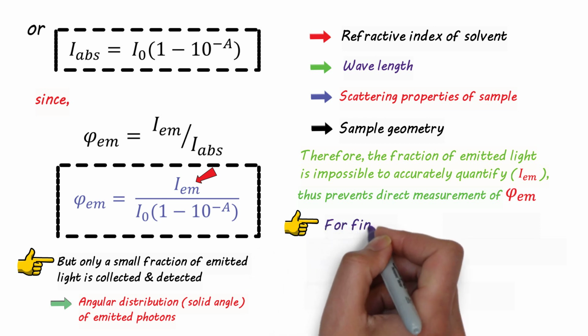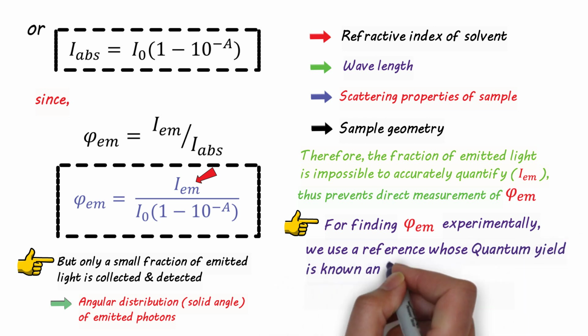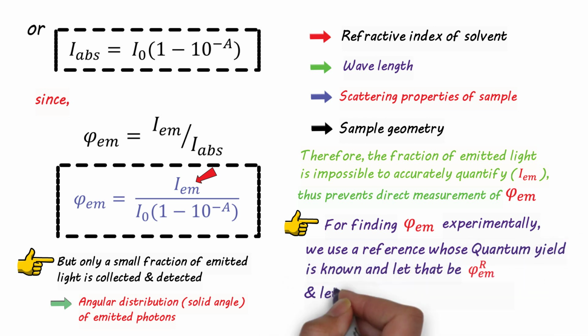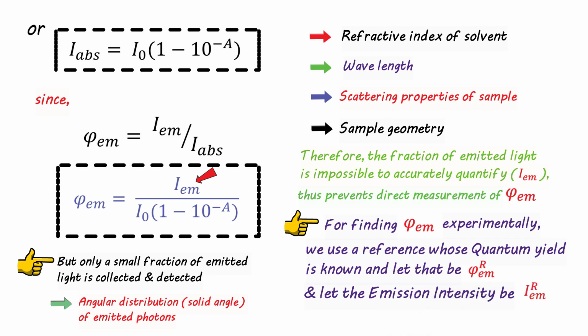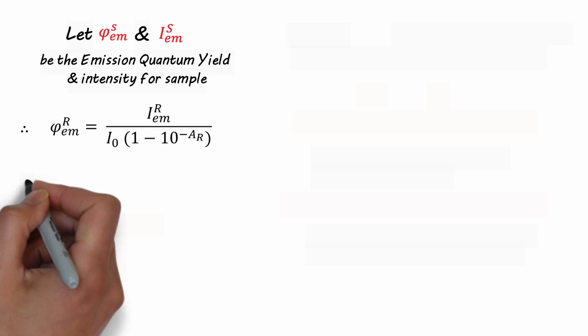Now, for finding phi-EM experimentally, we use a reference whose quantum yield is known, and let that be phi-EM-R, and let the emission intensity be IEM-R, where R stands for reference. Moreover, let phi-EMS and IEMS be the emission quantum yield and intensity for the sample. Therefore, we can write the emission quantum yield of reference will be equal to IEM-R by I0 into 1 minus 10 to power minus AR. AR is the absorbance of reference. Similarly, phi-EMS will be equal to IEMS divided by I0 into 1 minus 10 to power minus AS.